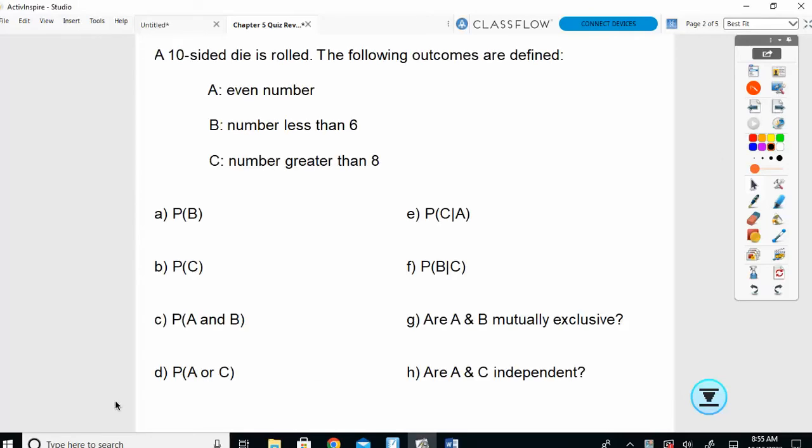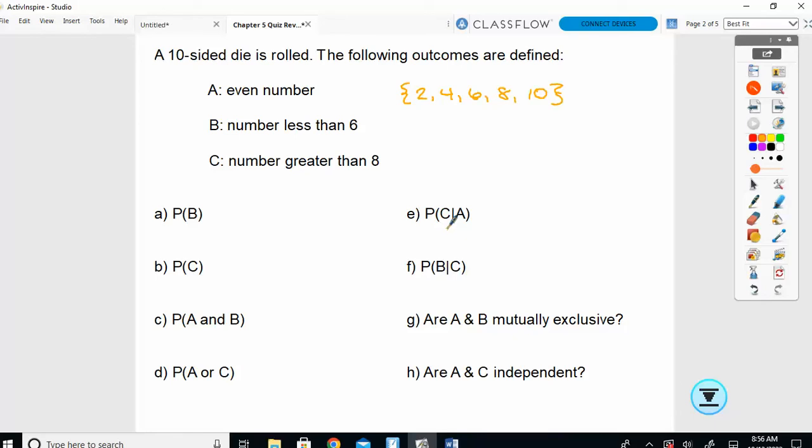Let's say I'm going to roll a 10-sided die. Here are the possible outcomes that I'm looking at, A, B, and C. A is an even number. If I'm rolling a 10-sided die, what would be the even numbers? Let's assume it is numbered 1 through 10. Does everybody agree those would be my outcomes for A, all the even numbers?